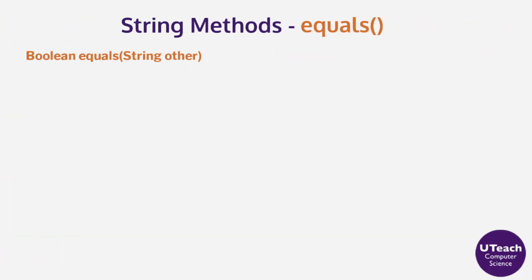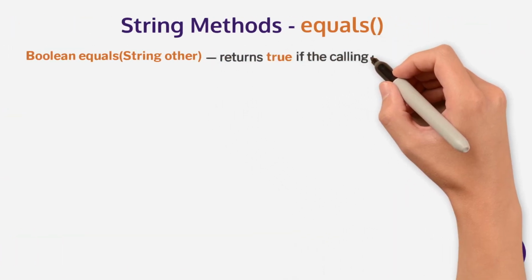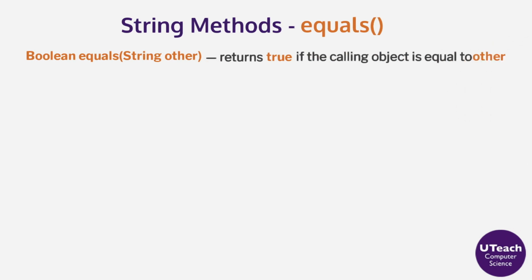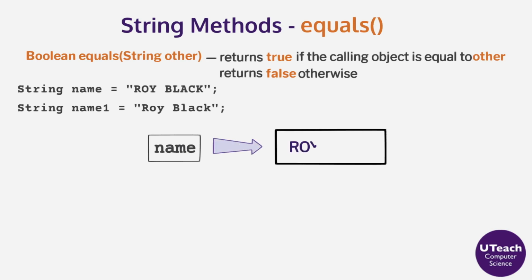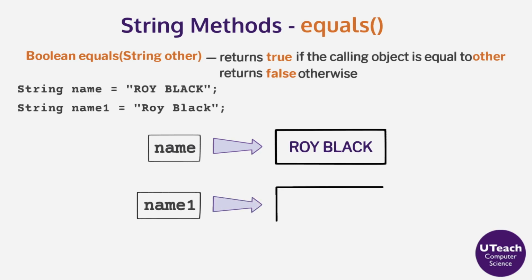The equals method returns true if the calling object is equal to the parameter other and returns false otherwise. If the code statement executes, false would be returned since Roy Black in uppercase is not equal to Roy Black in upper and lowercase.